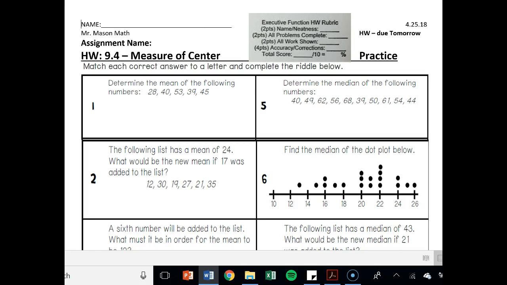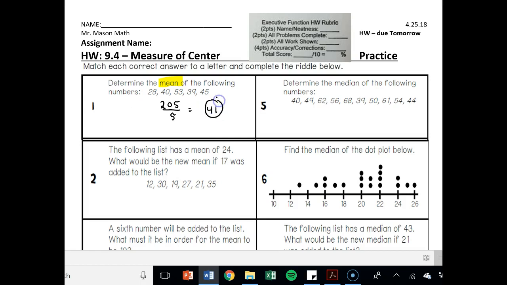So, do problem number 1. It says determine the mean of the following numbers. We know that the mean means we need to add them up and divide by how many numbers there are. So we have 1, 2, 3, 4, 5 numbers. That means we'll find a subtotal. The subtotal happens to be 205, and we'll divide that by 5. And when I do that, I get my answer of 41.